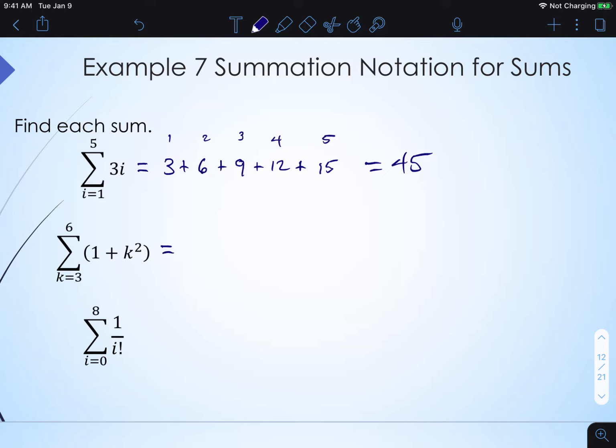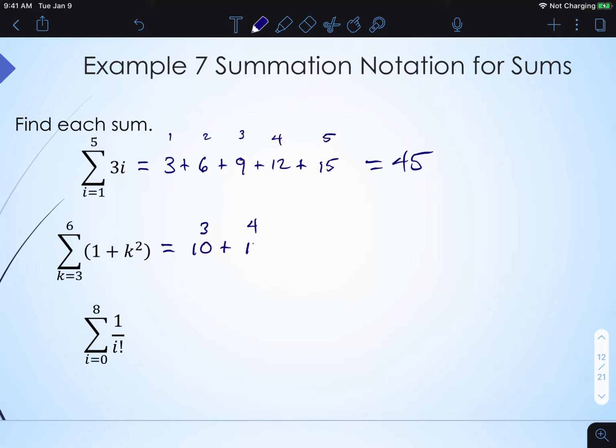Here's one that's a little bit more complicated. So let's go ahead and evaluate this one. See, we actually start with k equal to 3. So this one's going to be 3 squared is 9 plus 1, that's 10. So the next one is going to be when k is equal to 4. Well, when k is equal to 4, 4 squared is 16, plus 1 is 17. So that's the next one.